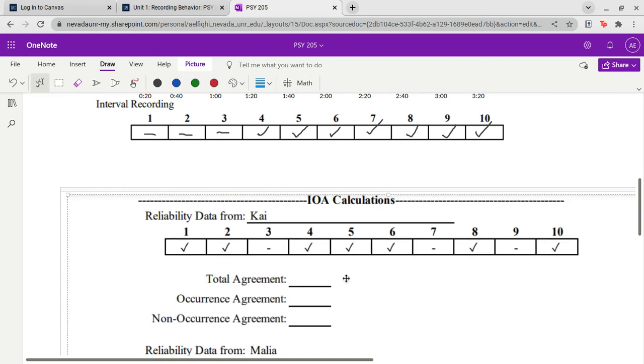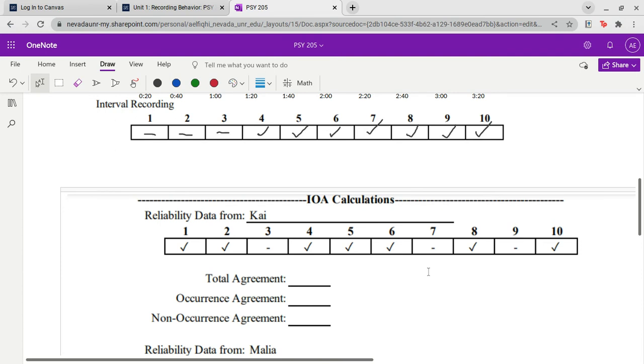So let's see, the total agreement. If you find you need a little bit of help with these, I would definitely go to my other video because I'm going to go more in depth on how we do this. So for this one, we're going to do total agreement intervals out of the total intervals. So we have 10 total intervals, and the agreement intervals, we're going to compare.